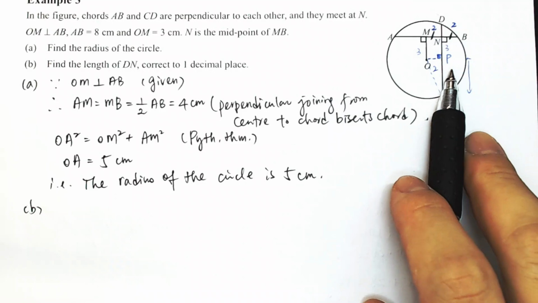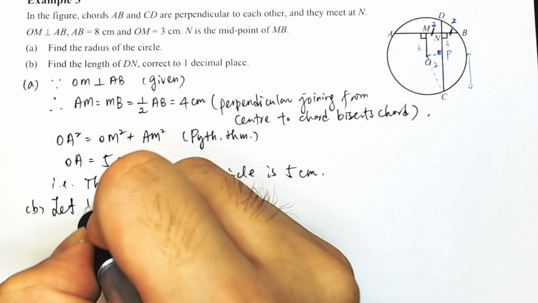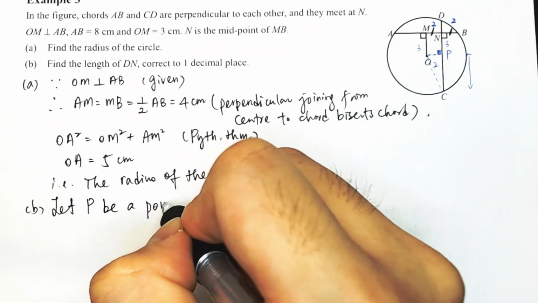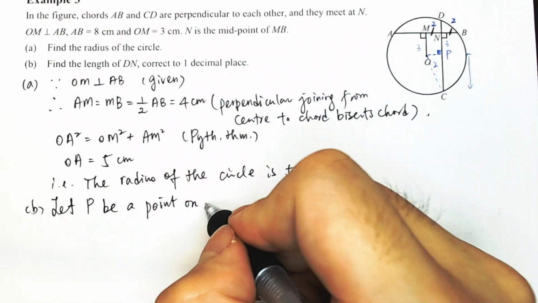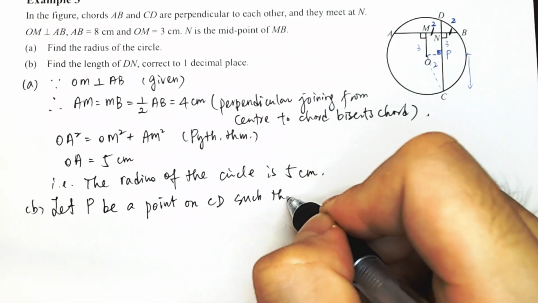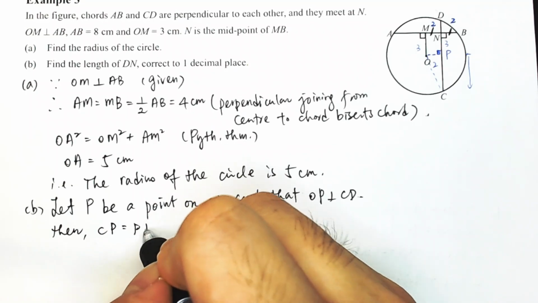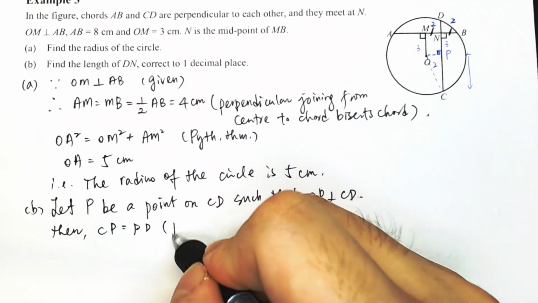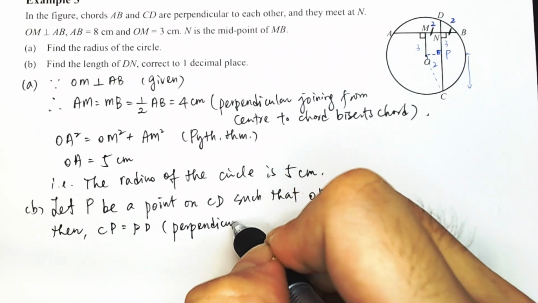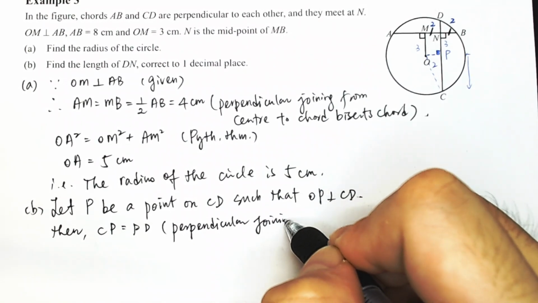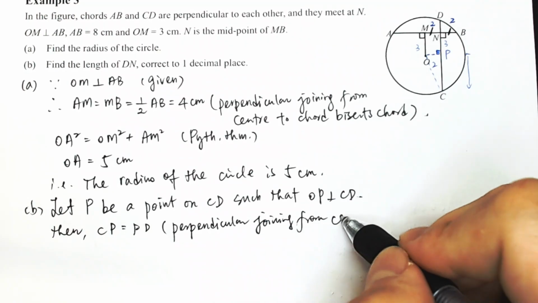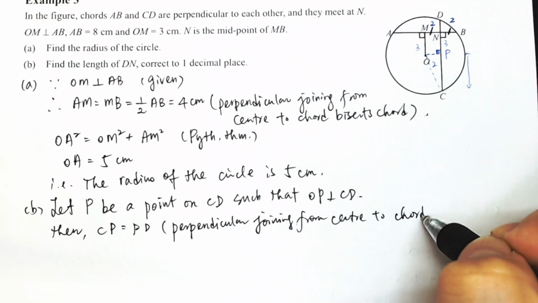Okay, so I create some point here. So we let P be a point on CD such that OP is perpendicular to CD. Then we have CP is equal to PD. Okay, it's the same reference, perpendicular joining from center to chord bisects chord.